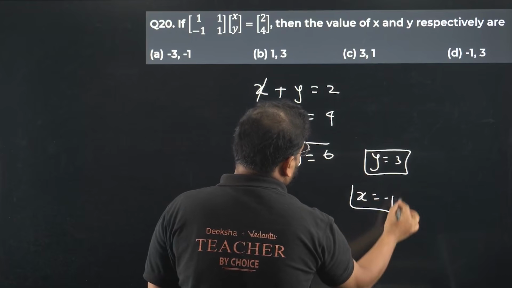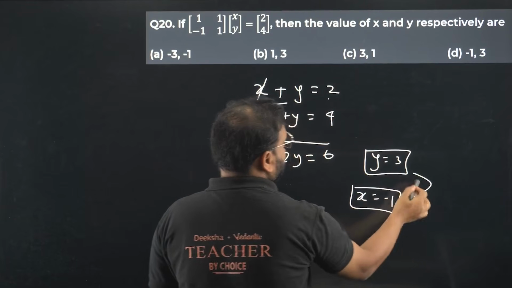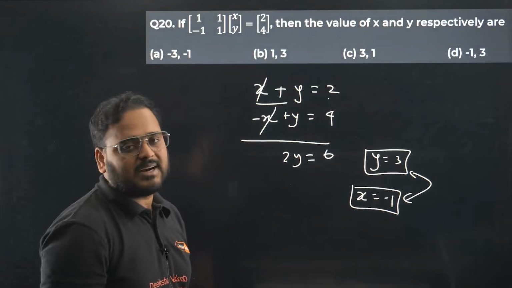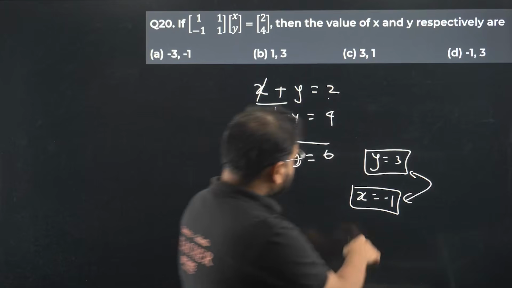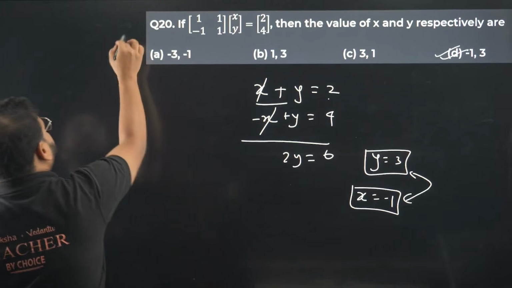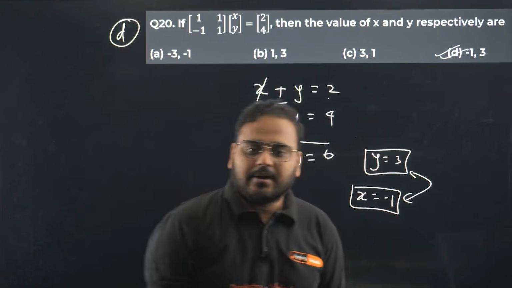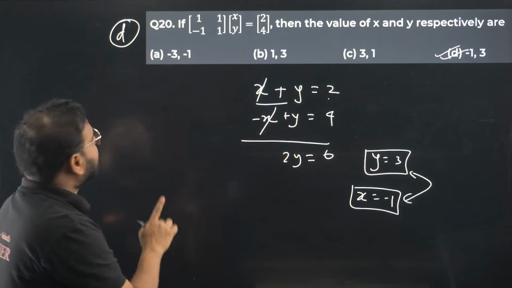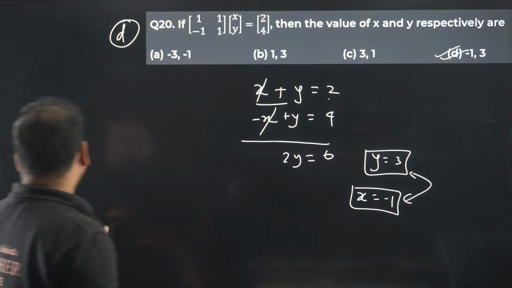Once y value is 3, x has to be minus 1. How come, sir? Because you have to add them to get 2, right? Add these two. 3 plus minus 2. How much is that? 2 only. So x is minus 1, y is 3. Option D is correct. Okay? Got it? This is clear. Question number 20, option D is correct. Minus 1, 3. Any other mistake I have made in the calculation, you're going to let me know.